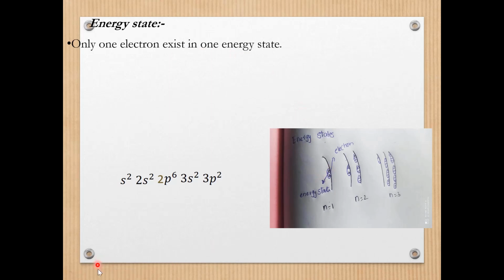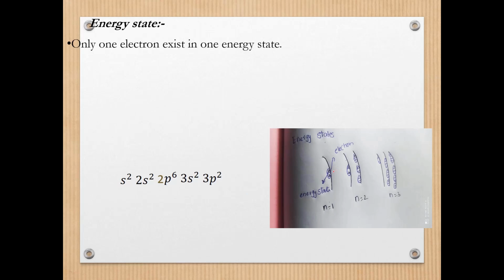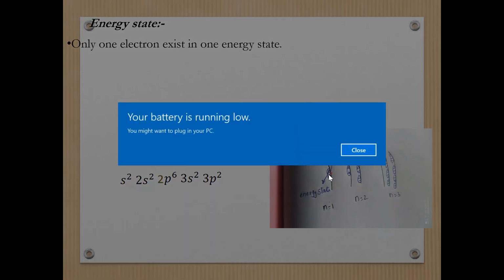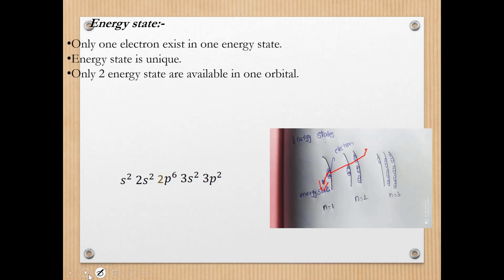Imagine this energy state as a line. The energy state is a line which divides the orbital into two. Then the energy state is unique. Only two energy states are available in one orbital. That is, in one orbital we have only two energy states.